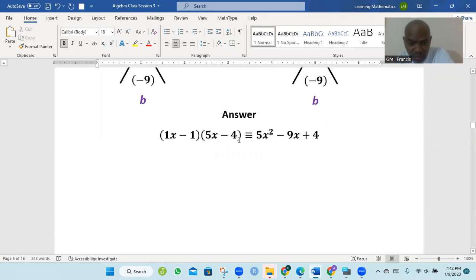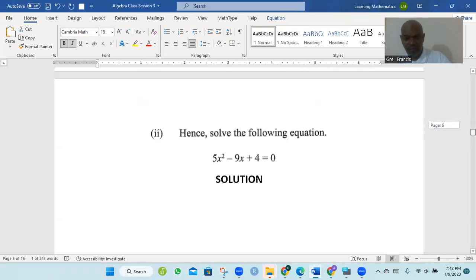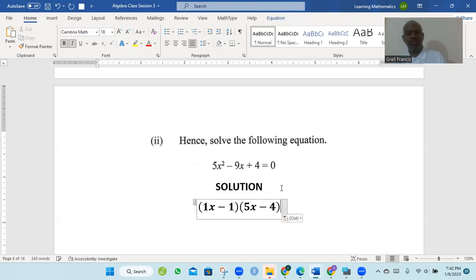The answer we got was 1x minus 1 times 5x minus 4. Let us carry it forward. Let's copy it and carry it forward. We're going to use this now to solve number 2, part 2. So here we have 5x squared minus 9x plus 4 equals 0.